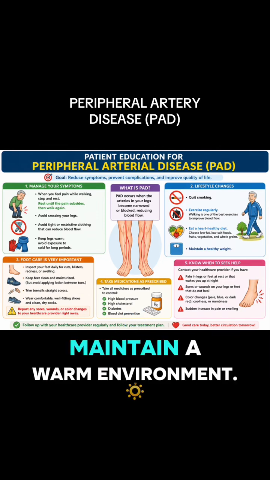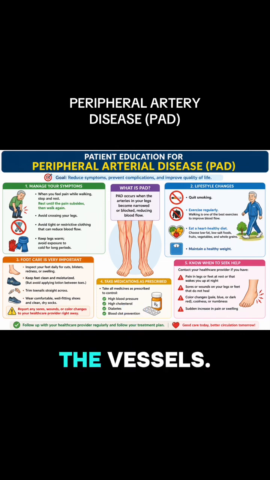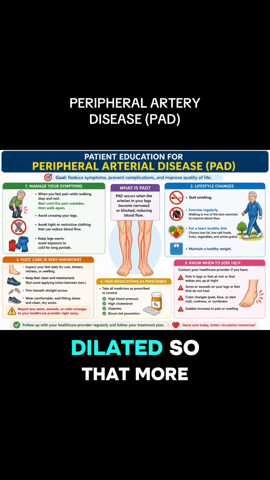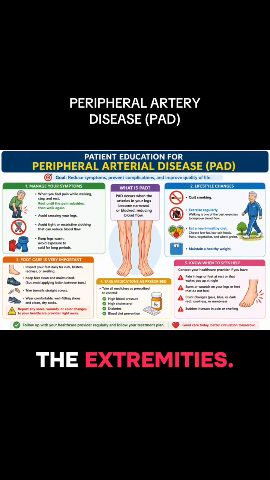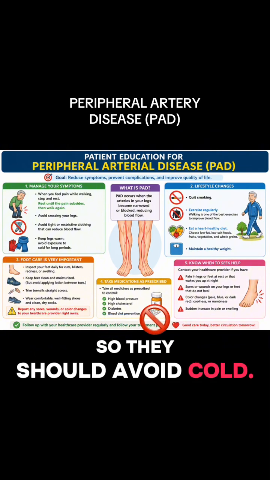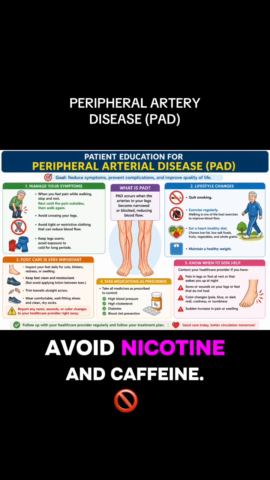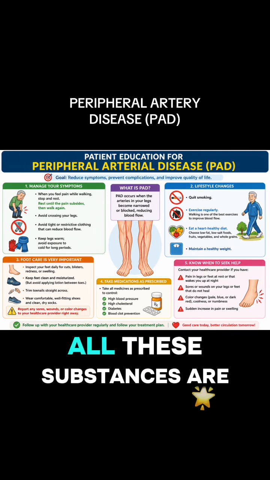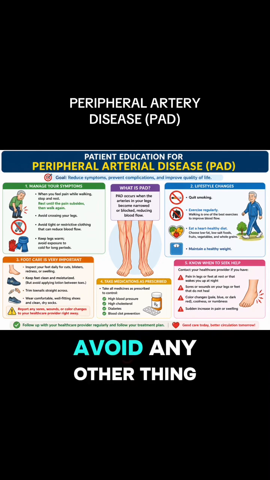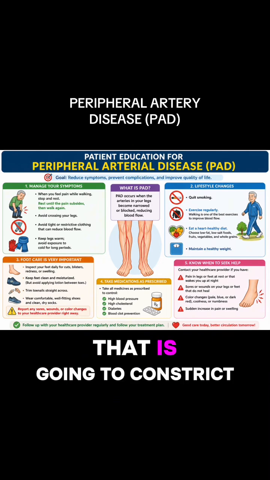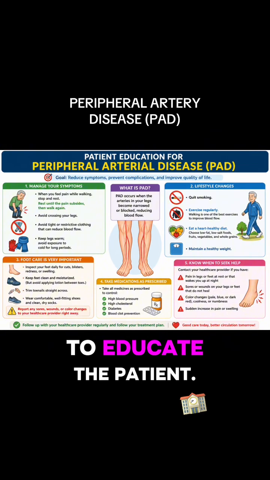And then they should maintain a warm environment. Cold is going to constrict the vessels. We want the vessels dilated so that more blood can be shifted to the extremities. So they should avoid cold. And then they can also be educated to avoid nicotine and caffeine. The reason is that all these substances are vasoconstrictors, and we want to avoid any other thing that is going to constrict their vessels. So these are the things we are going to educate the patient on.